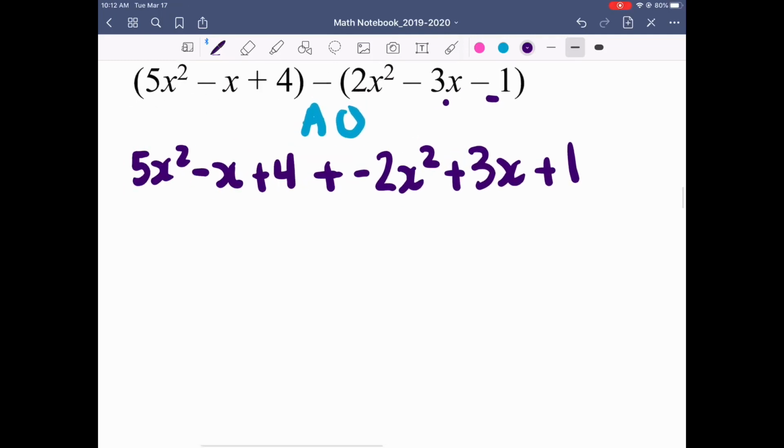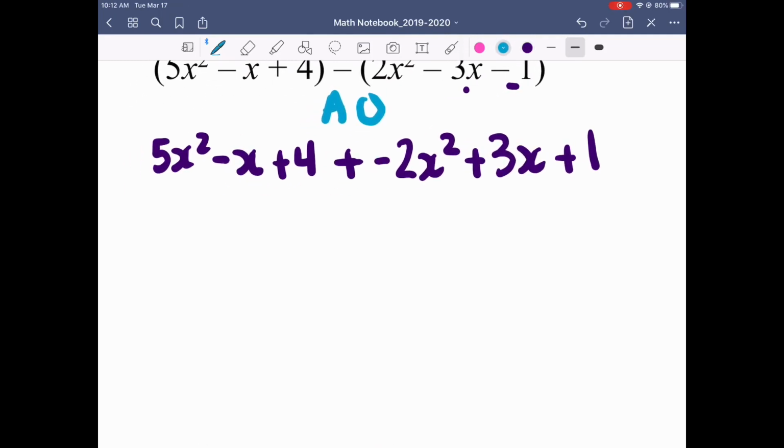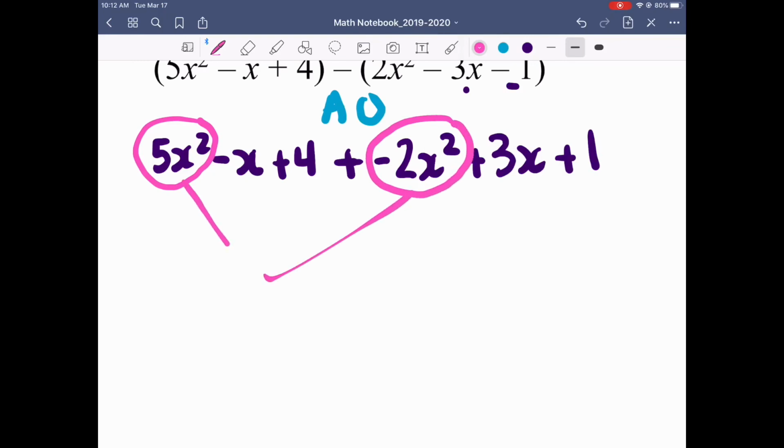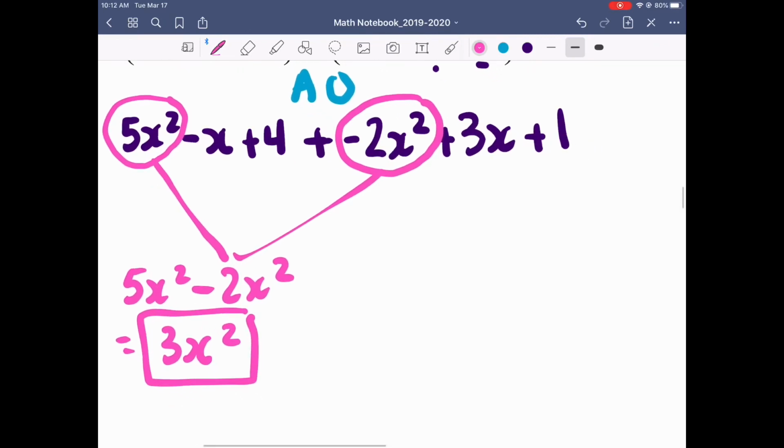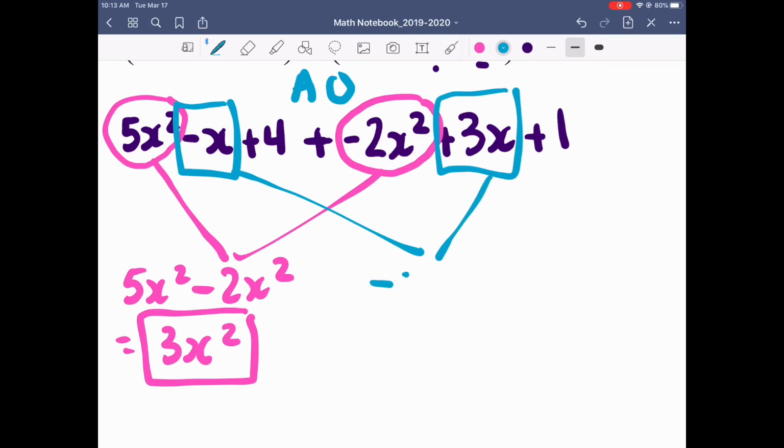So now we rewrote it with AO, we got rid of our brackets, and now we're going to group the like terms. So 5x squared and -2x squared, those are like terms with each other. So 5x squared minus 2x squared is 3x squared. Then we have -x and +3x. Those are like terms. So -x plus 3x, that's like saying -1 plus 3, which is +2x.